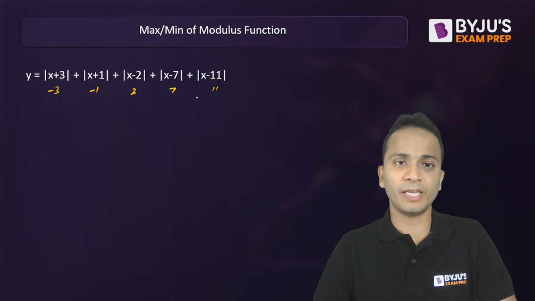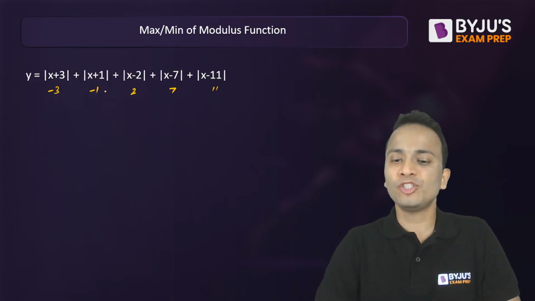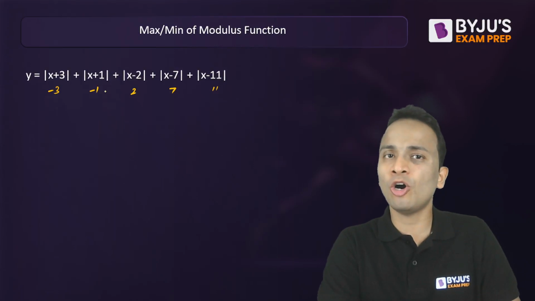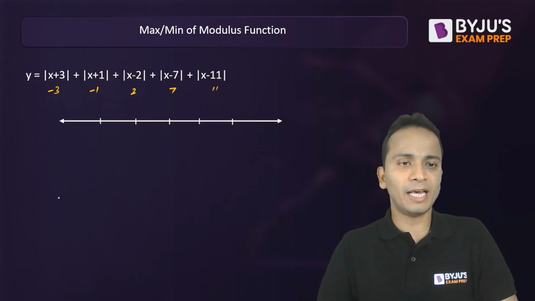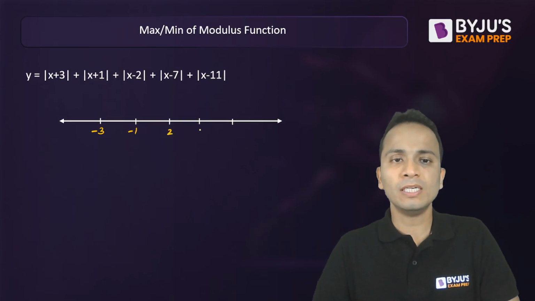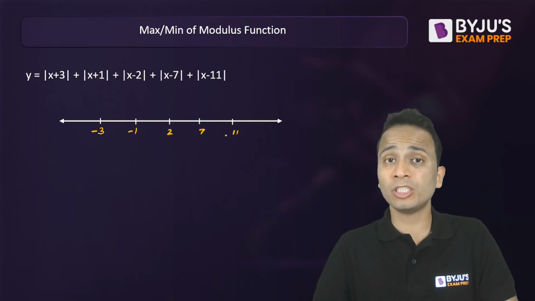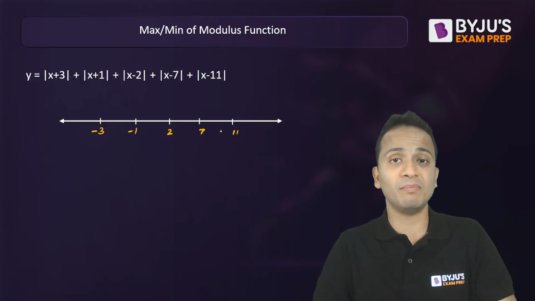Remember this particular thing. Now what we'll do is represent these 5 points on the number line in increasing order from left to right. So I'll draw a number line and represent these 5 points from left to right. So minus 3, minus 1, 2, 7 and 11. Important to represent these 5 points in the increasing order, not randomly.